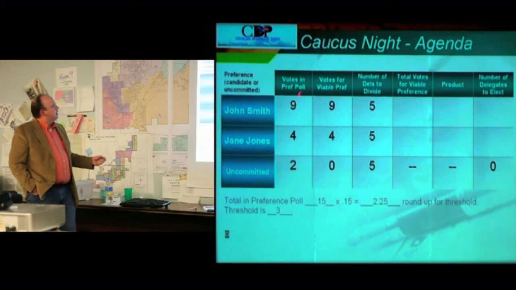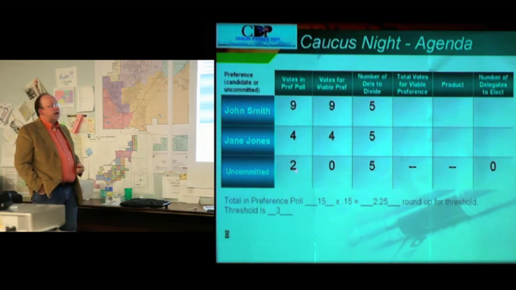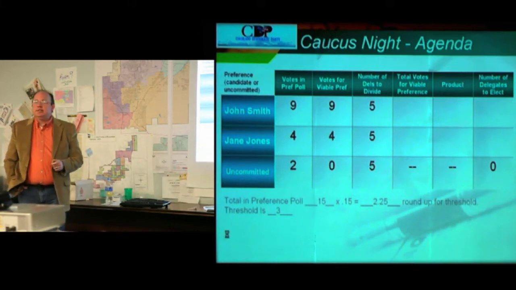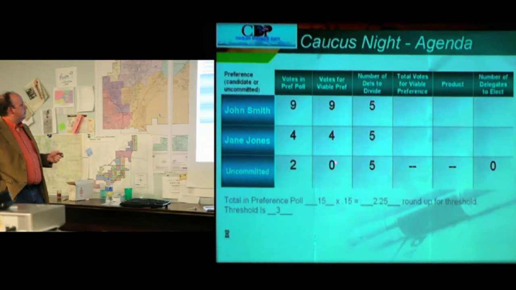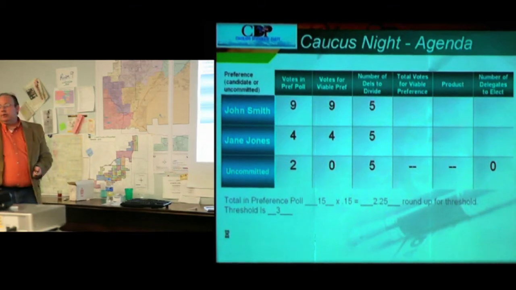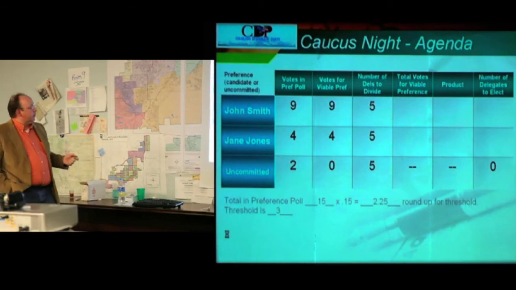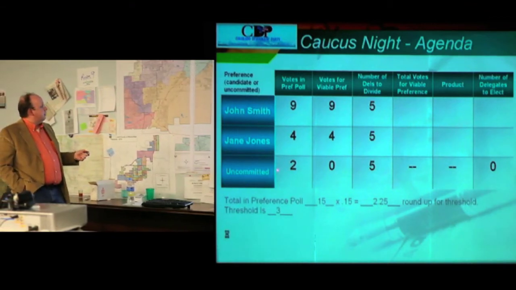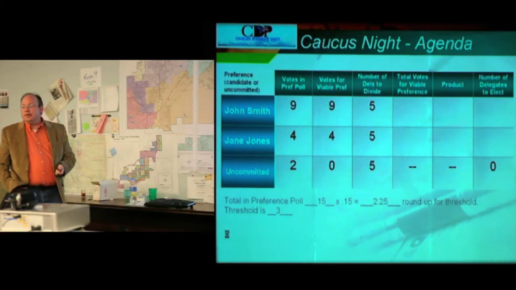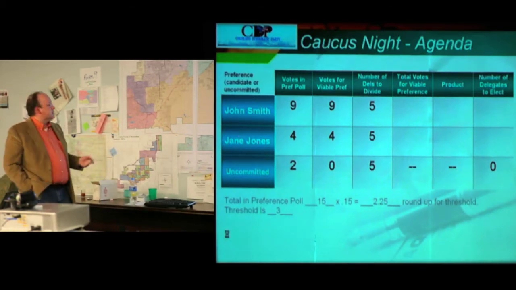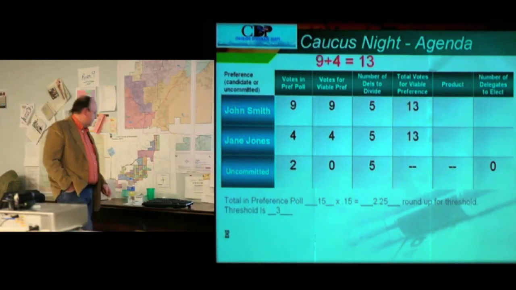All right, so the next column is called votes for a viable preference. In this case, because the threshold is 3, uncommitted is not viable. Uncommitted is not a viable preference. So you just transfer over the numbers from the candidates who did get a viable preference, and you transfer over a 0 for the candidates who didn't. And uncommitted, because they didn't meet viability, you can fill it all the way out to the end, and you know they have 0 delegates to elect. Okay? So now we're just dealing with John Smith and Jane Jones.